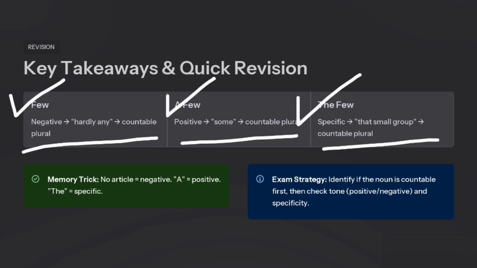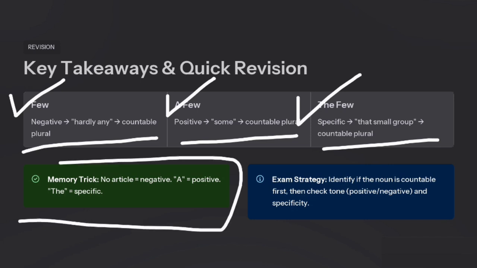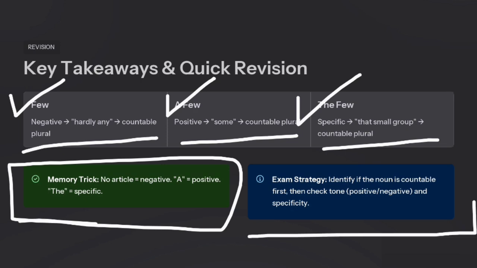So "the few" means specific and definite, so you should keep it in your mind very easily. Next, exam strategy: you have to understand whether the noun is countable or uncountable, whether it's positive or negative, and what the sentence implies. With the help of it, you can decide whether we should use few, a few, or the few accordingly. So this was the main thing about the three quantifiers, how to use them, with quick revision, examples, and so on.